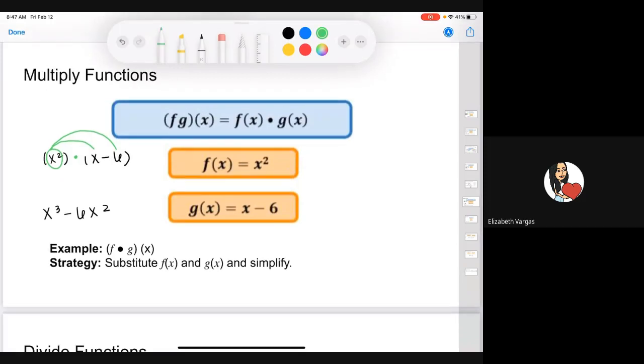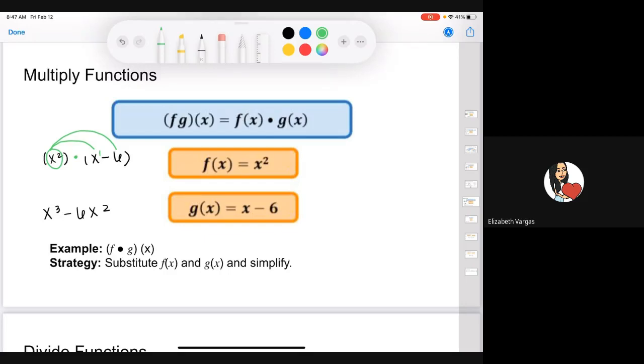So we have an x here by itself. And what we can think of is it has an imaginary 1 on top of it because it's just x by itself. It's not x squared or x cubed, it's just x. So it has that imaginary 1 exponent on the top.